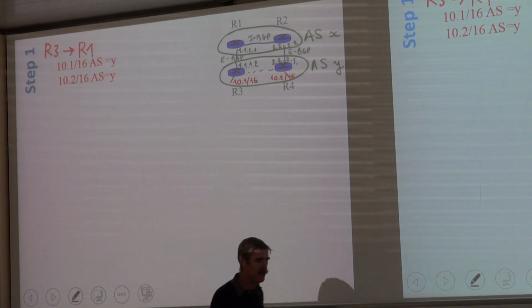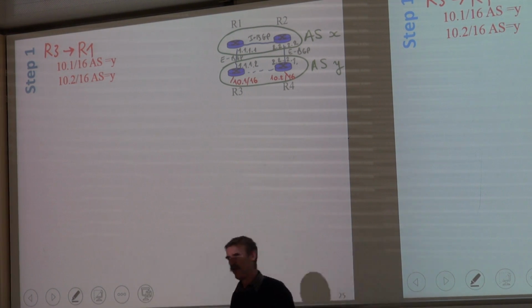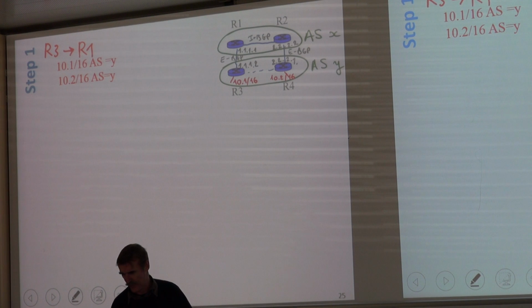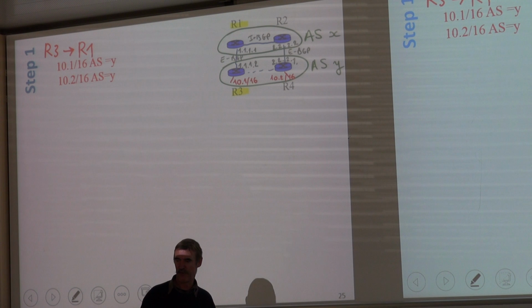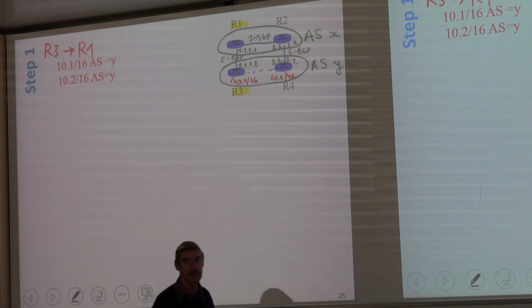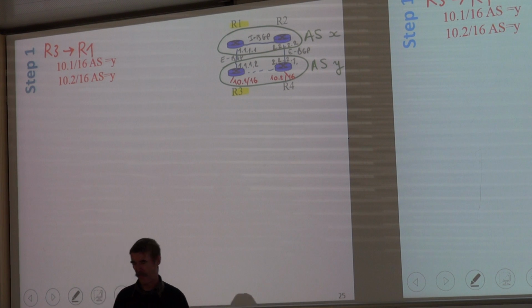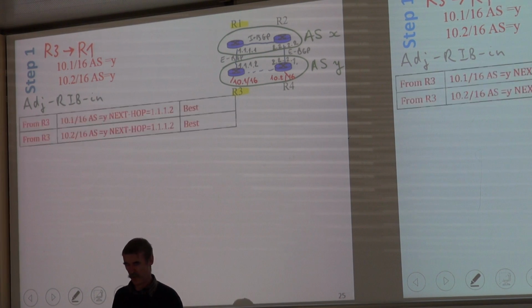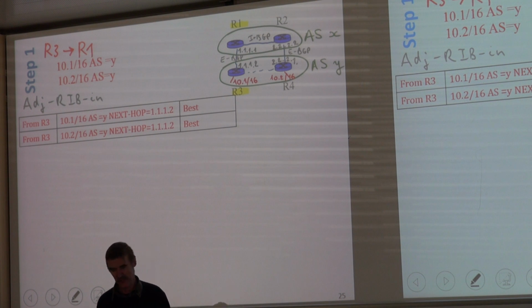At the beginning, like in the lab when you boot everything, all the information bases are empty. And R1 receives from R3, so R3 is the neighbor here, a message saying, I have those two routes, 10.1 and 10.2, and the AS path is Y. Right. So what will R1 do? Well, it will put them in its adjacency RIB in.